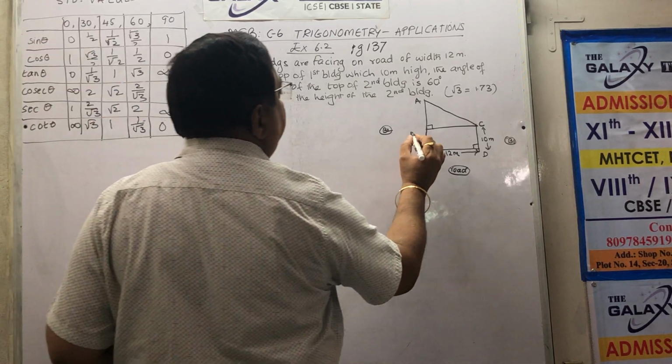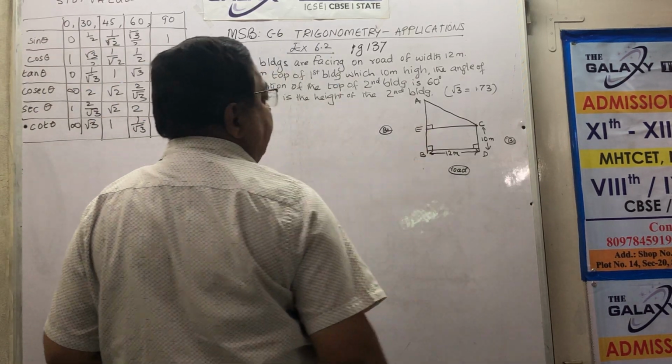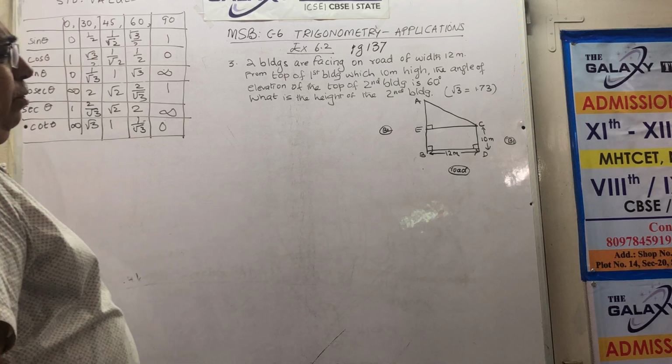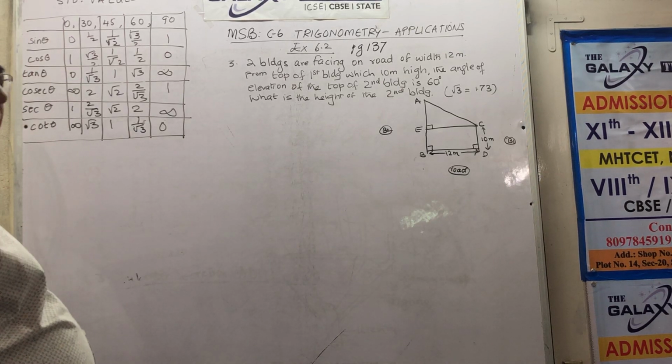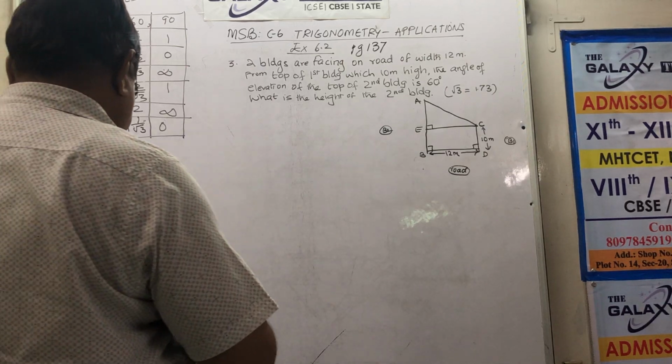Now we need one more alphabet here. I will put E. A, B, C, D, E. Simple. You can put anything. You can put B also on top, but it looks better like A. B, D, anything. Alphabets don't make a difference.